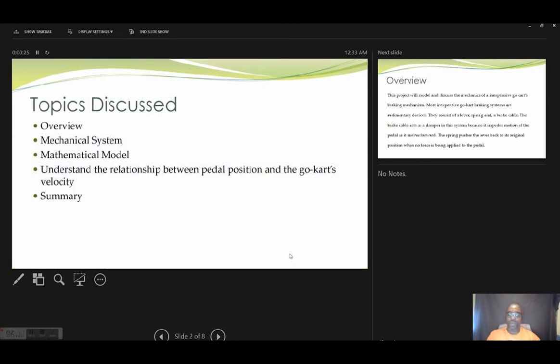First, I will go over the project and the scope of the project. I will then show the mechanical system, free body diagram, and such. After that, I will go into the mathematical modeling of the system and try to understand the relationship between the pedal position of the brake and the go-kart's velocity.